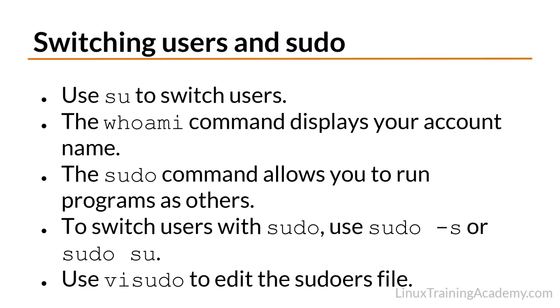To start a shell as another user, run sudo -s. You can also run sudo -su. To modify the sudoers file, use the visudo command. It has syntax checking built in, so you won't inadvertently break sudo.